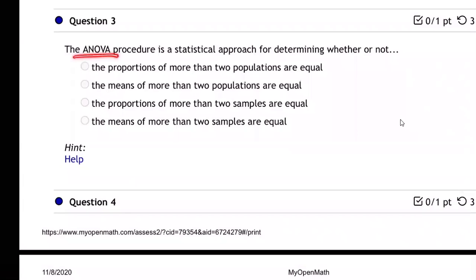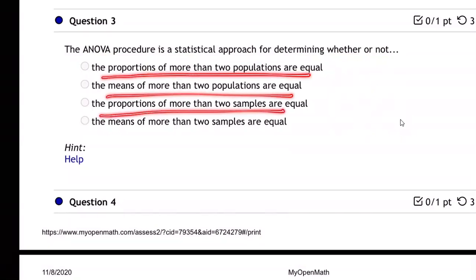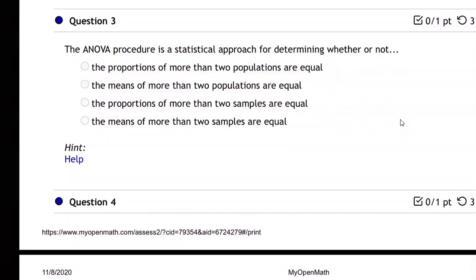So here we go. We're talking about ANOVA. The procedure is a statistical approach for determining whether or not, which one's true: the proportions are equal, the means are equal, the proportions of more than two samples, the means of more than two samples? Well, it's this one. It's the means of more than two samples.